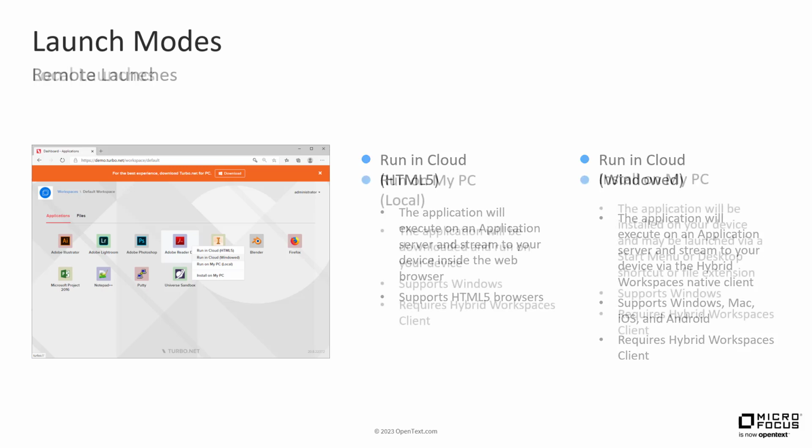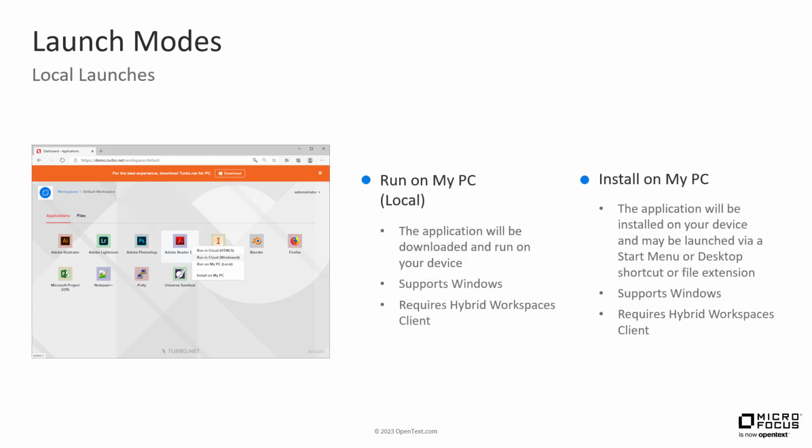There are local launches. So if run on my PC, will actually get the application SVM file downloaded and cached to your local device. It will be executed there. This supports Windows systems right now, and it requires the Turbo client for Windows. And finally, there's the install on my PC. Using this launch mode, we'll put the application's shortcuts to your desktop and start menu, as well as register any file extensions and protocols. It supports Windows only and requires a Turbo client.